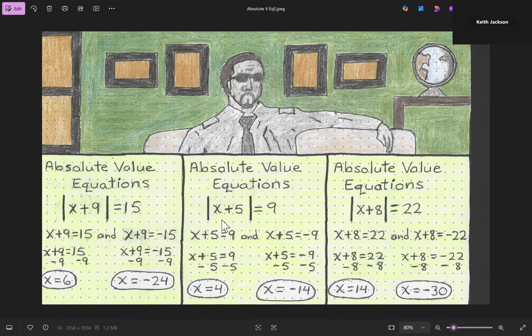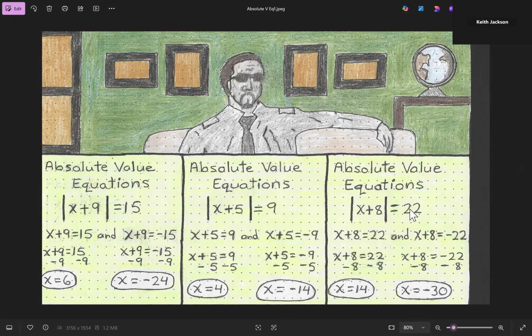Plugging it back into the equation, 4 plus 5 does give me 9, and the absolute value of 9 equals 9. And let's go on to the second scenario, in which we have x plus 5 is equal to negative 9. Again subtracting 5 from both sides, we see that x is equal to a negative 14. Plugging it back into the absolute value equation, negative 14 plus 5 will give me a negative 9, and the absolute value of negative 9 is 9.